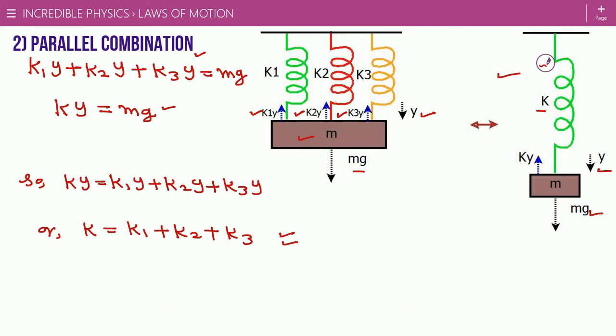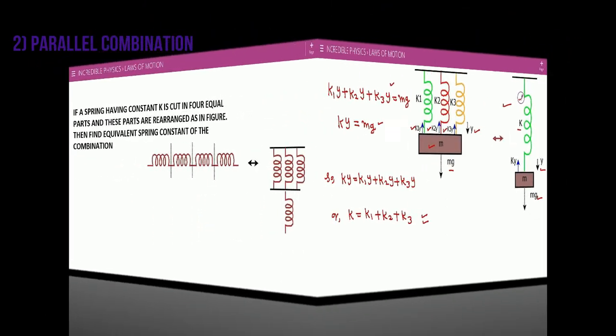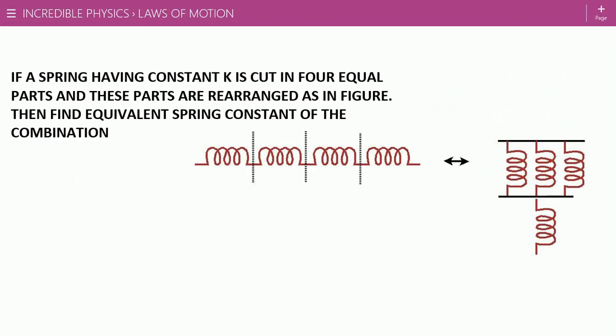Now we have to discuss a numerical. In this numerical, we have a spring of spring constant K, and we have split it into 4 equal parts. As we have already discussed, if K was the original spring constant, then each individual part has 4 times the original spring constant.